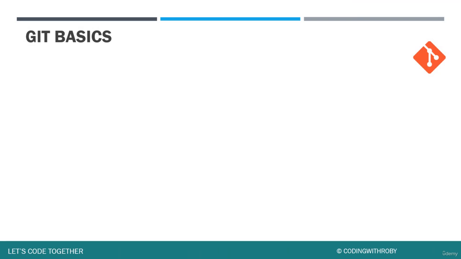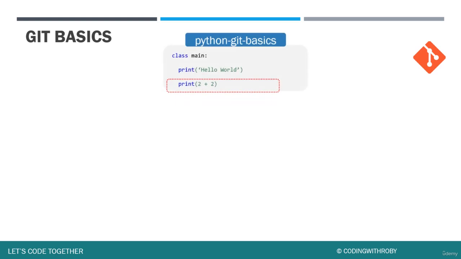After our first commit, we will create a second commit right after. We will add new code to our main.py file within our Python Git Basics. The new code will print 2 + 2. Now, of course, this code doesn't really do too much, but for our first try with Git, we're trying to make the code extremely easy to understand.